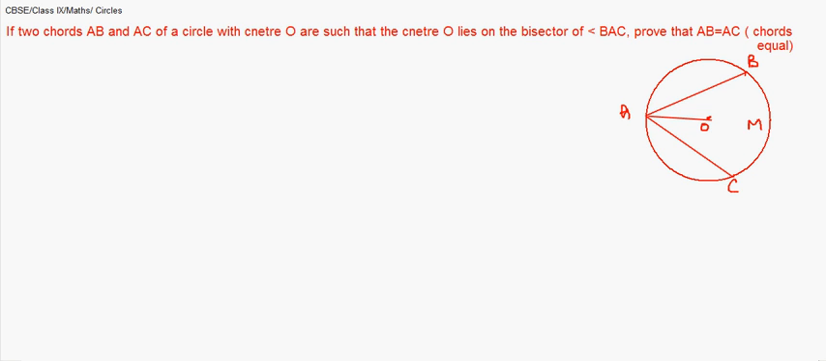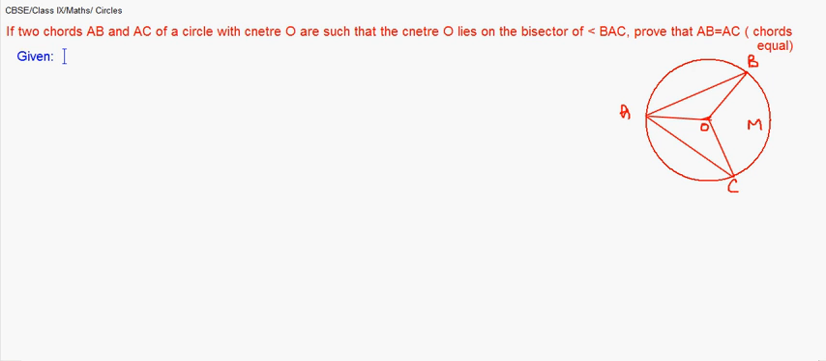I can join this too, because it says the two chords AB and AC are such that O lies on the bisector of angle BAC. Once I draw the bisector and it intersects at this point with the center, we can stop there. Now let me write what is given and what is to be proved. It is given that AB and AC are chords of the circle, that we don't need to write. But it says this O lies on the angle bisector of angle BAC.